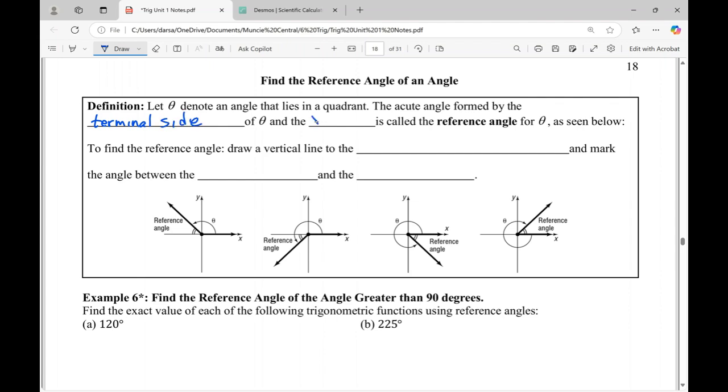and the x-axis is called the reference angle for theta, as we are going to see below. So to find the reference angle, we draw a vertical line to the x-axis and mark the angle between the x-axis and the terminal side.